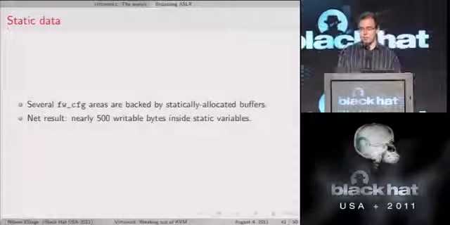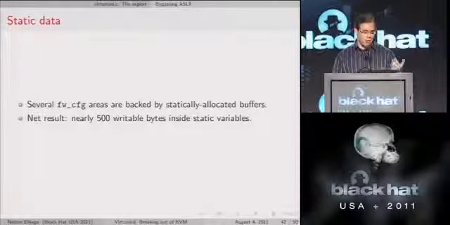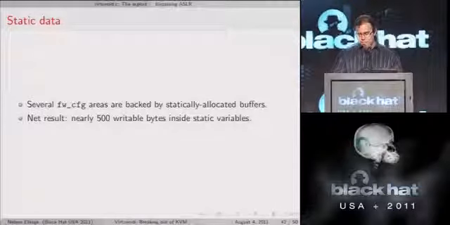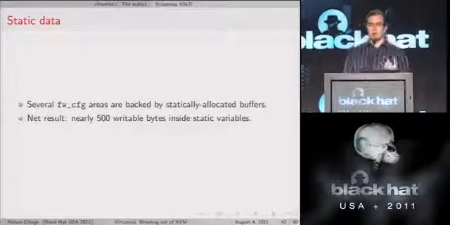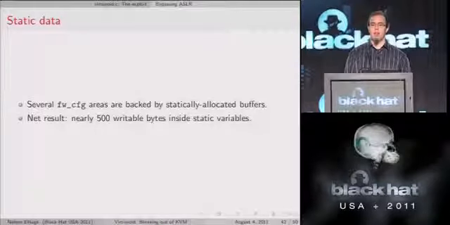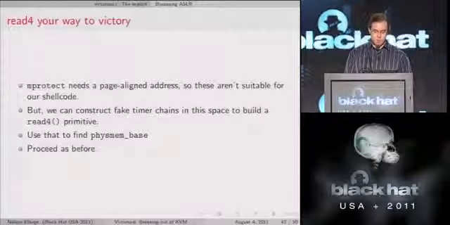And several of these regions, such as the E820 map, are just a statically allocated buffer in the host, which means that they're at a fixed address in PIE, and they're writable from the guest via those I/O ports. So we get up to about 500 bytes of writable data located in static variables at a fixed address in the host. And so that's data that we can control and whose address we can predict.